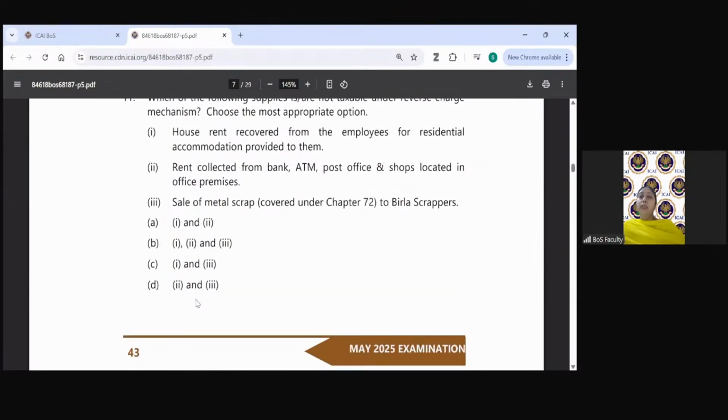Okay. So therefore, Anshul, house rent, you must have got the point that house rent is not taxable at all. That is why reverse charge provisions will not apply. Okay, you got the point?